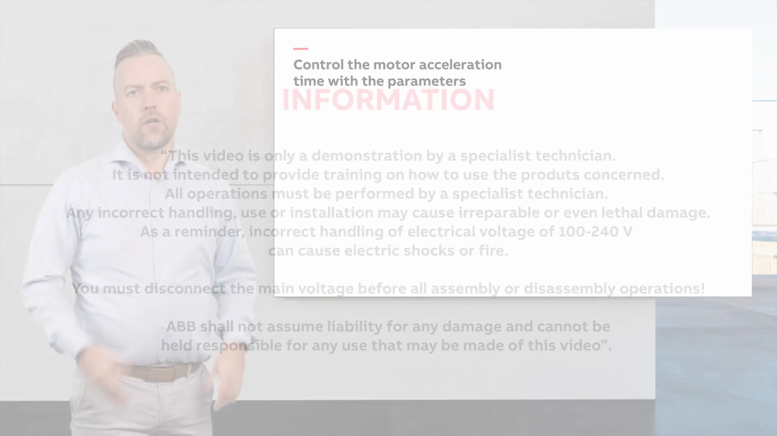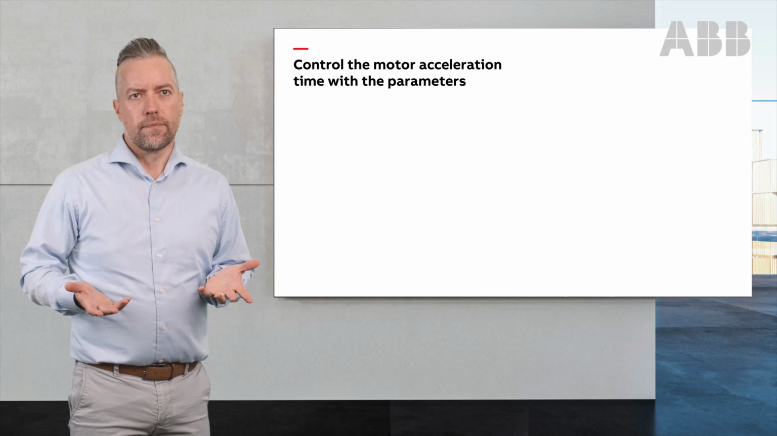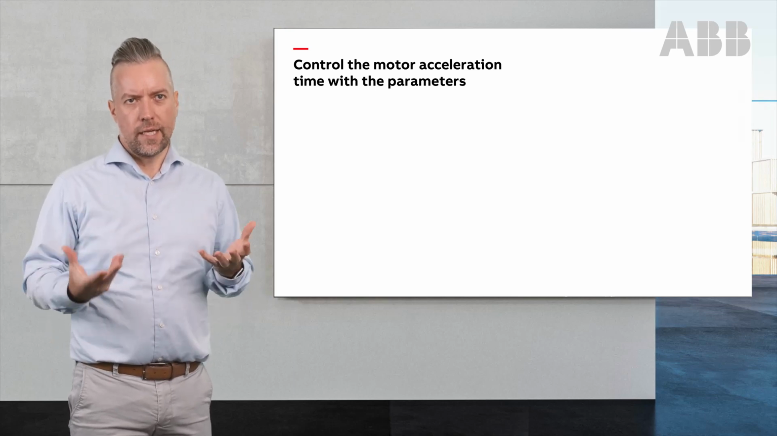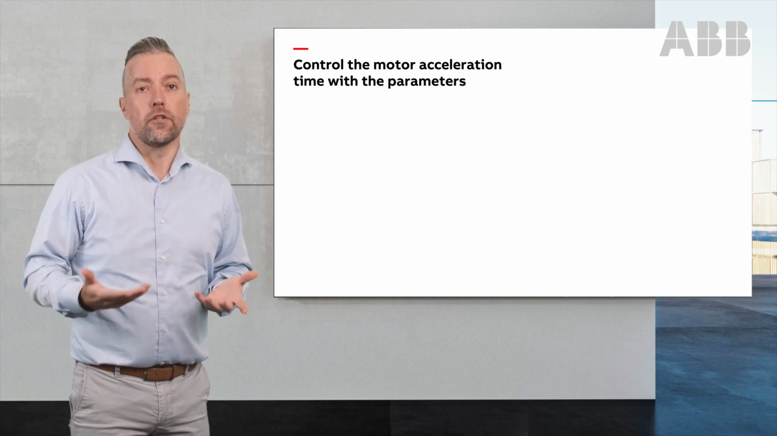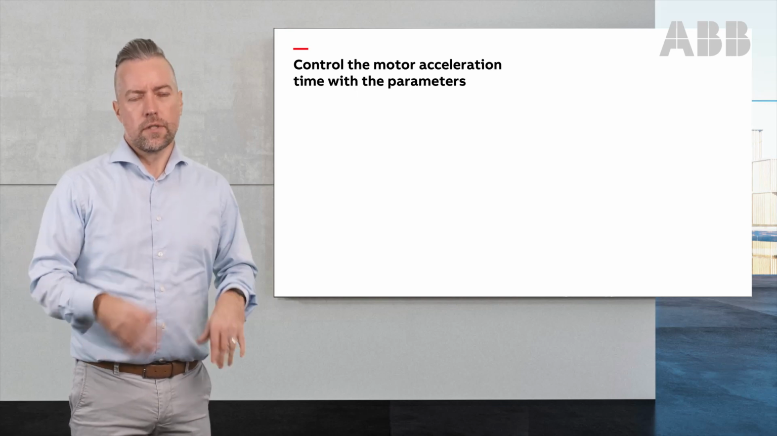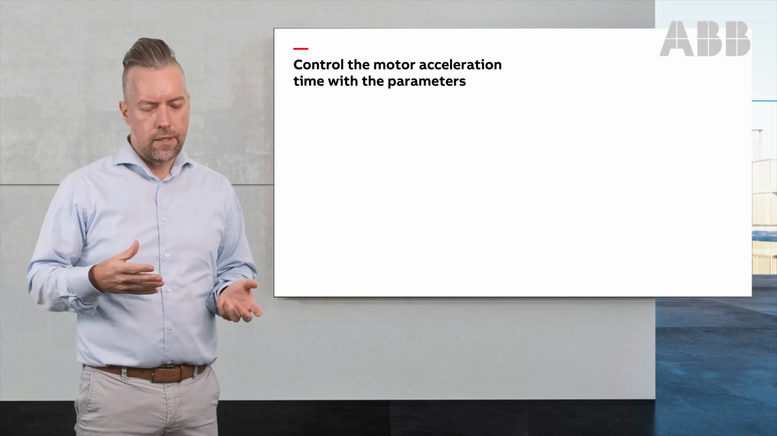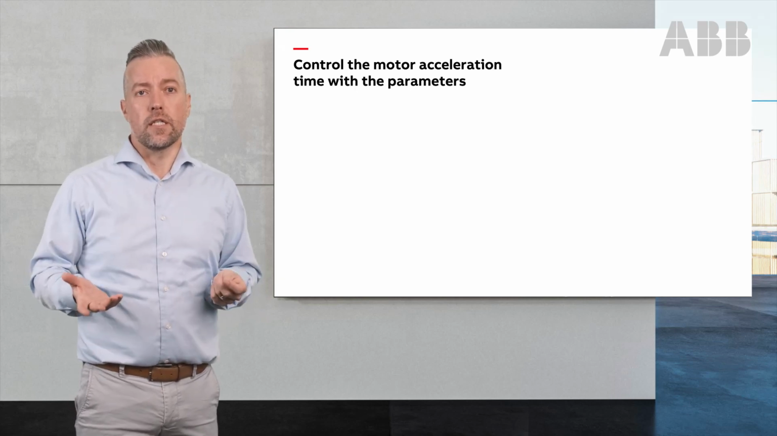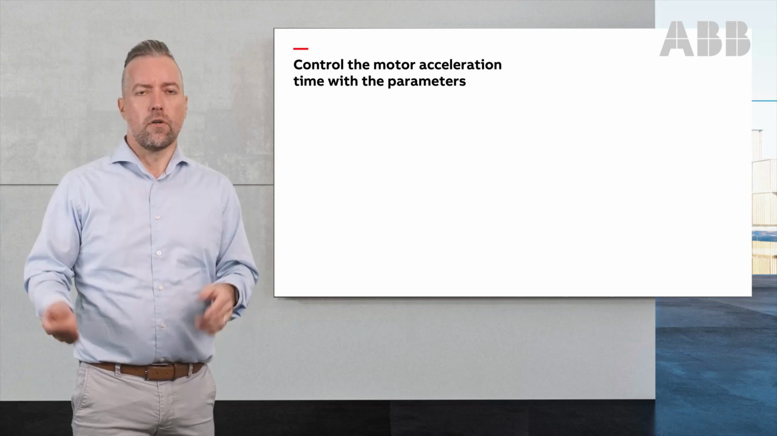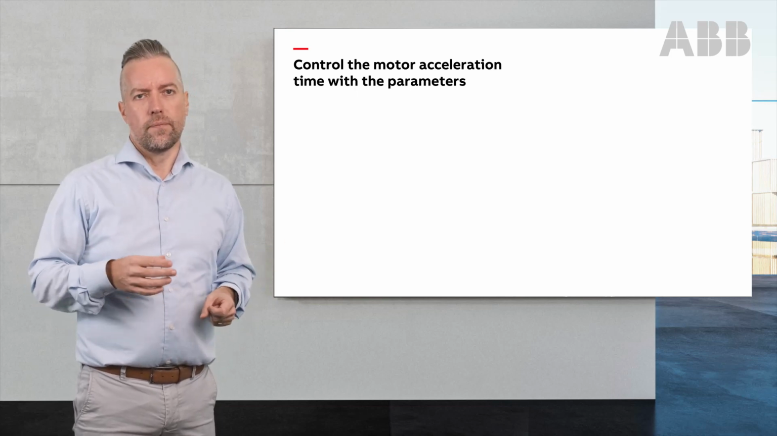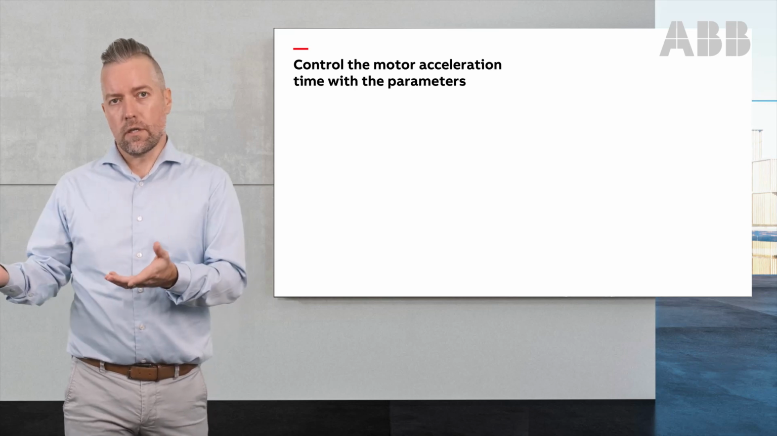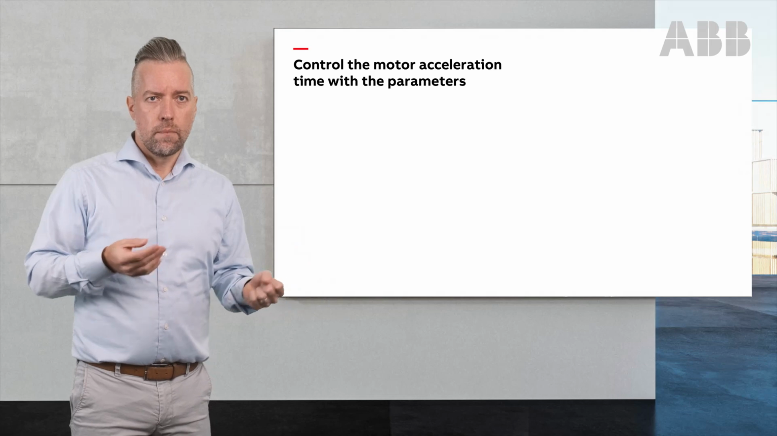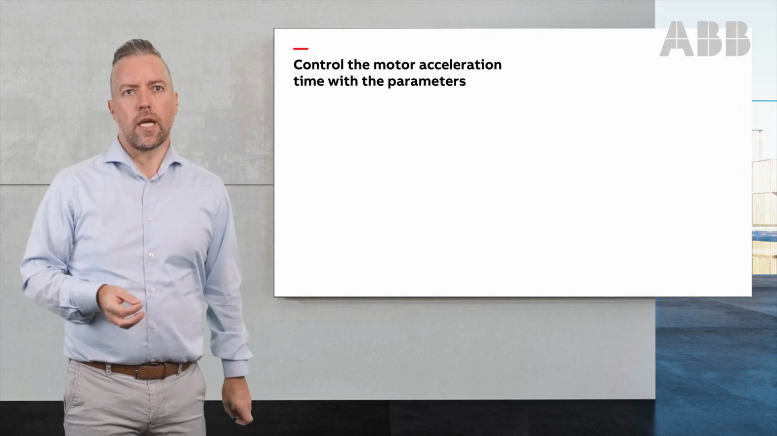Controlling the motor's acceleration time with parameters. We have a few different parameters that affect the acceleration a lot. Of course, the main thing that affects our acceleration is the different application, heavy start or normal start. So if it's a hard start, then it will take longer, or if it's a light start, it will take shorter. But we can also affect this with different kinds of parameters.